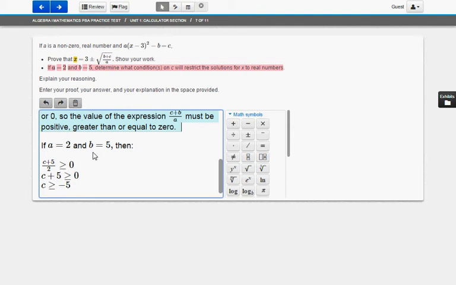If A is equal to 2 and B is equal to 5, we plug this in: C plus 5 divided by 2. This expression needs to be greater than or equal to 0, so that we're taking the square root of a positive number. I multiplied by 2 on both sides of this inequality, and it leaves me with C plus 5 is greater than or equal to 0. And I subtracted 5 on both sides to conclude that C must be greater than or equal to negative 5 in order for our solution to this equation to be a real number.